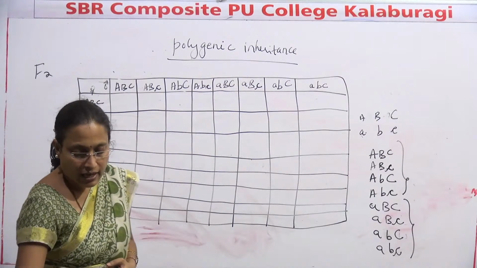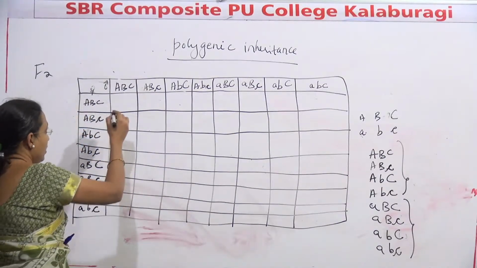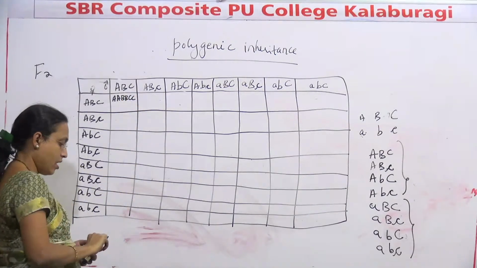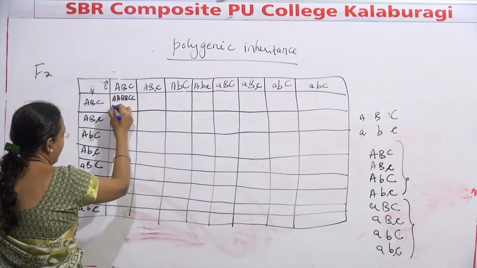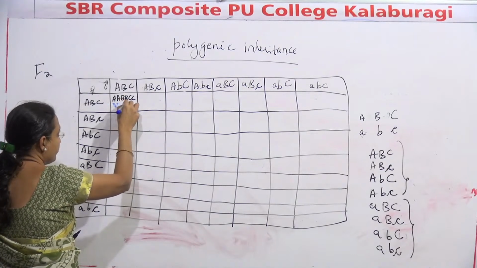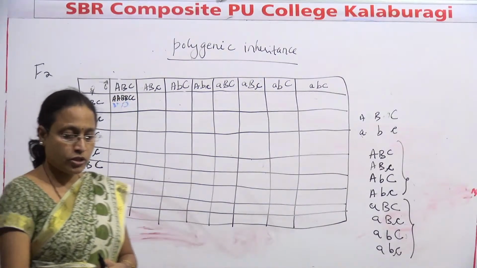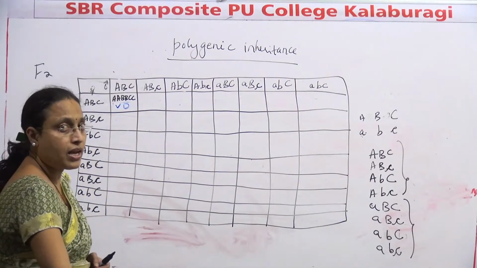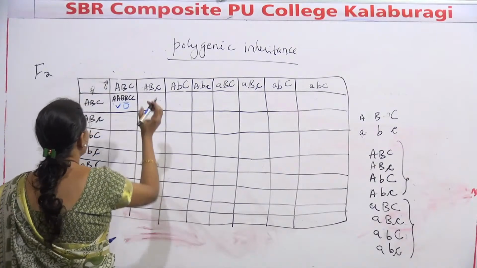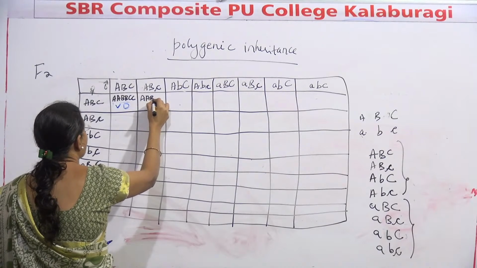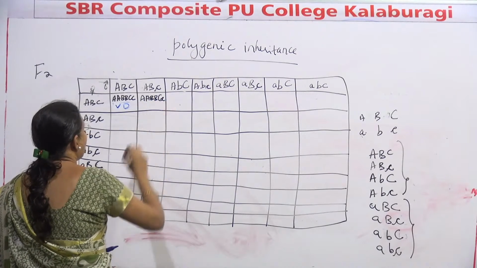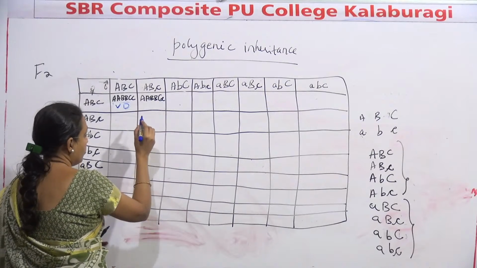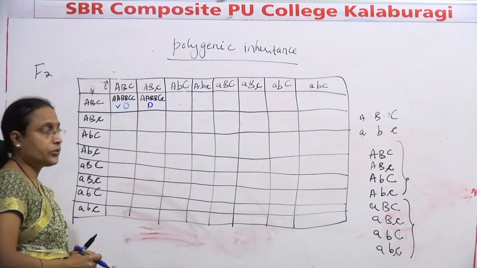Now I will tell what the phenotype is which has to be written here. Whenever all are dominant genes, the phenotype will be very dark. The phenotype is going to be very dark, understand? Very dark. And the second one. Now here, one of the alleles is becoming recessive. When one allele is becoming recessive, the person's phenotype will be just dark.